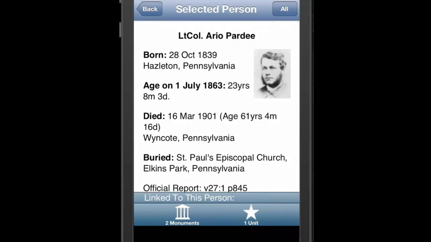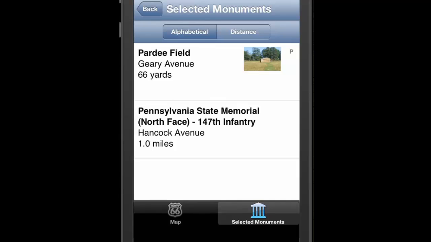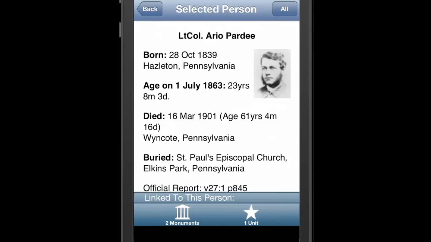I wonder where the other monument that mentions Pardee is, so we'll tap on that link. Oh, in addition to the rock in Pardee Field, we see that he's mentioned by name on a plaque to the 147th Infantry on the north face of the Pennsylvania State Memorial. Okay, let's tap on the back button and go back to Pardee, and let's find out more about his unit.